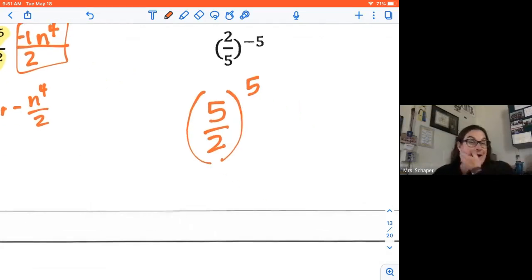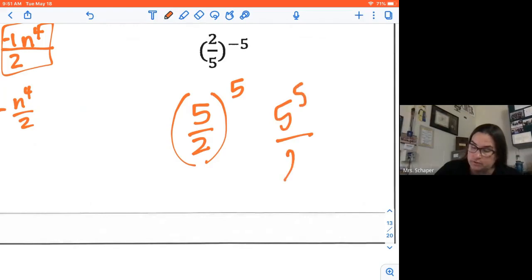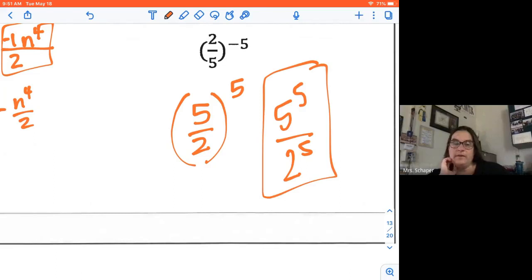And then this takes us back to what we were talking about with the division property of exponents. It'll be 5 to the 5th over 2 to the 5th. And there's my answer. 5 to the 5th over 2 to the 5th.